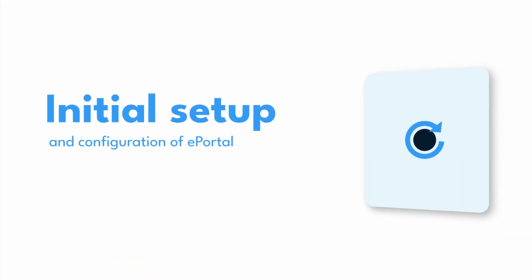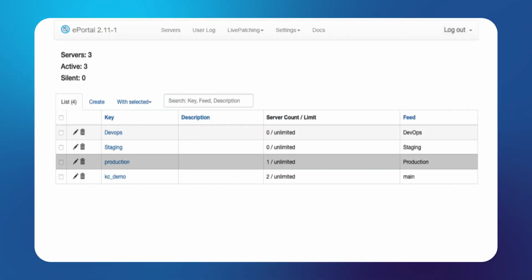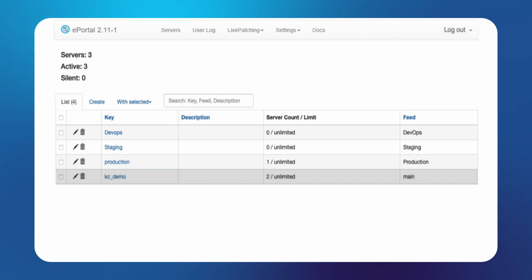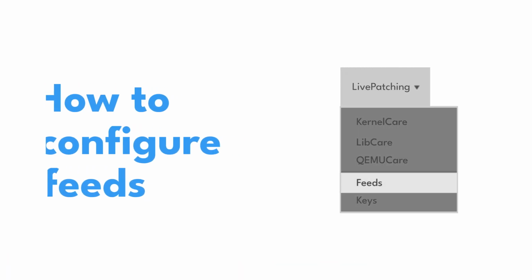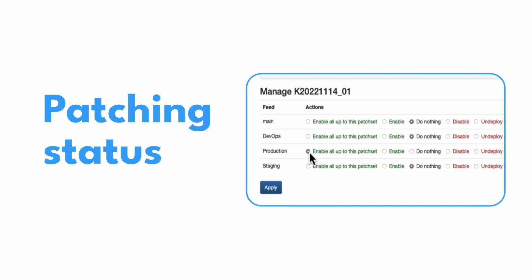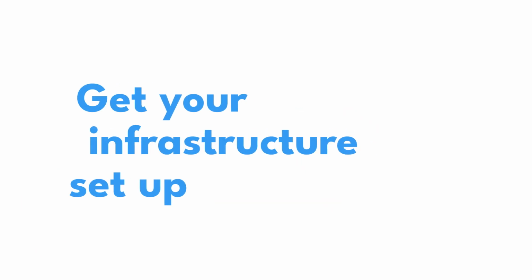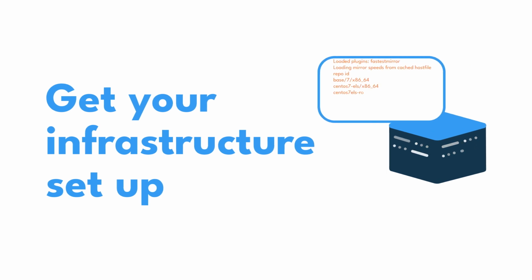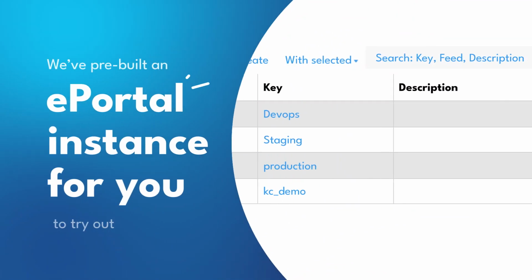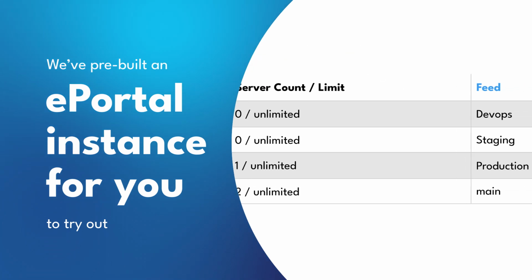In this video, we'll guide you through the initial setup and configuration of ePortal, a centralized management platform that simplifies the way you manage kernel care protected systems. You'll learn how to configure feeds, manage licenses, and keep an eye on your patching status, all from one place. We'll also show you how to register your systems with ePortal and get your infrastructure set up for managing TuxCare live patches. To make things easier, we've pre-built an ePortal instance for you to try out, so you can follow along. Let's get started.